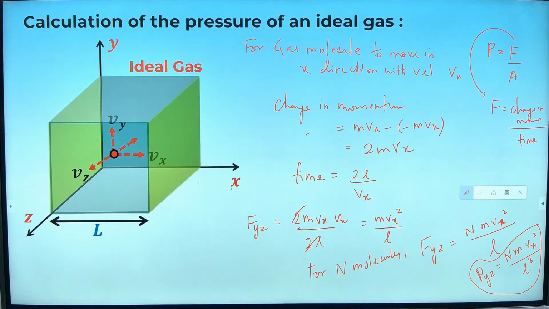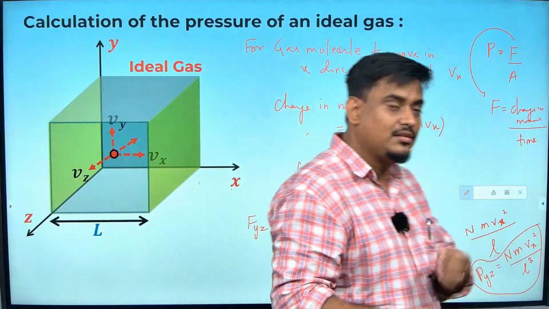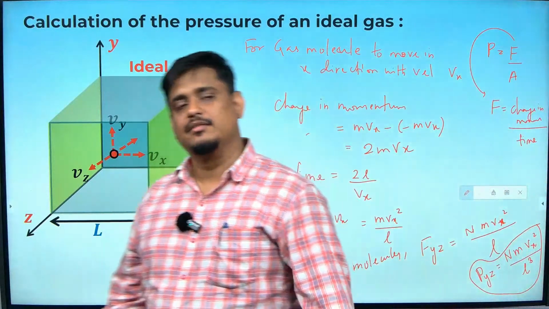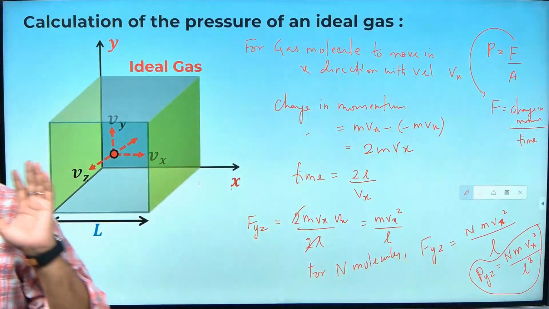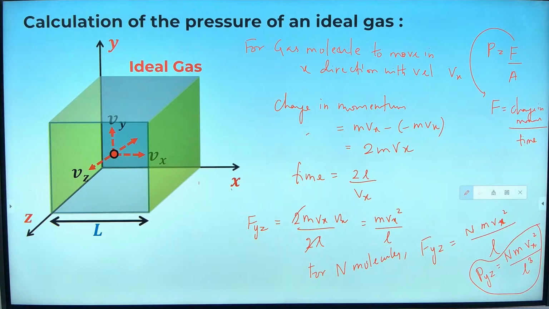Sir, we will not take n by 2? Why n by 2? Sir, in our book, half of the molecules will move to the right hand side and half of the molecules will move to the left hand side. They would have taken that. Now let me complete the derivation, then we will talk about that.